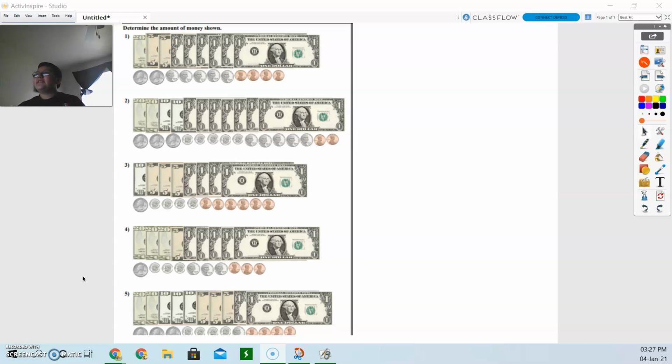Welcome back, students, to this mini lesson here in Active Inspire. So today we're going to learn how to count money in big amounts. Because as we can see here, we have quarters, dimes, nickels, and pennies. So we're going to begin with these five. These five are just going to be an example, and then your worksheet will be found on ClassCake.